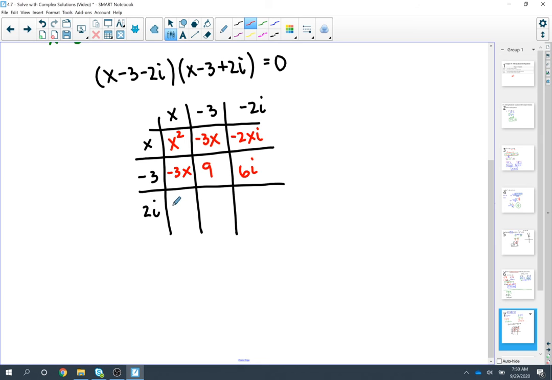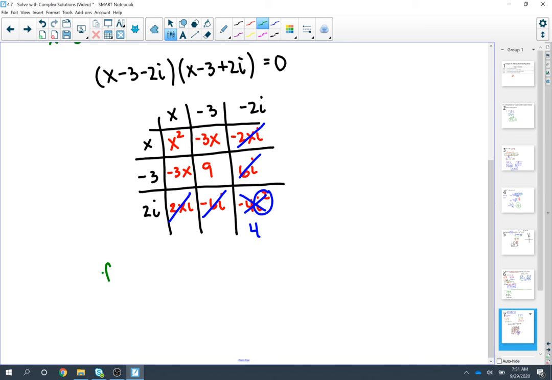Moving down again, 2xi, negative 6i, and then negative 4i squared. Now, if we did this correctly, anything with an i in it should cancel. If it doesn't, we did something wrong. So the negative 2xi and the positive 2xi, gone. The 6i and the negative 6i, gone. The i squared is negative 1. Negative 1 times negative 4 is really just a positive 4.